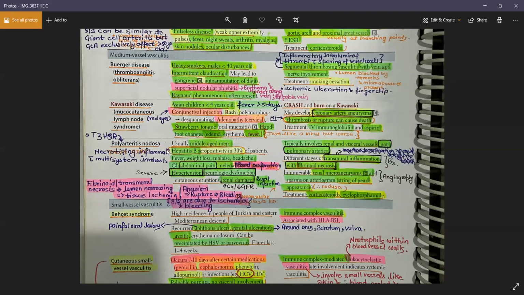And 30% of cases are associated with hepatitis B. Very important. Step 1 will ask you this: what virus can cause polyarteritis nodosa? This is the hepatitis B virus. Okay, and just like any other vasculitis, you will get systemic symptoms like fever, weight loss, okay, and night sweats, headache, something like that. Okay, any doubt on polyarteritis nodosa? No.